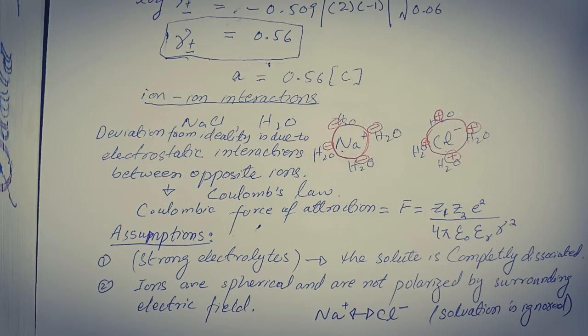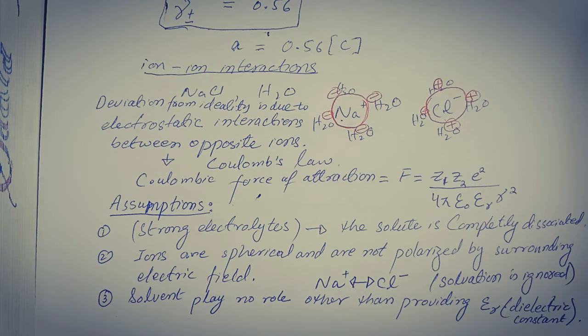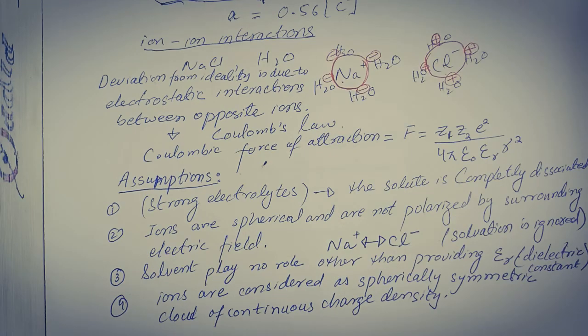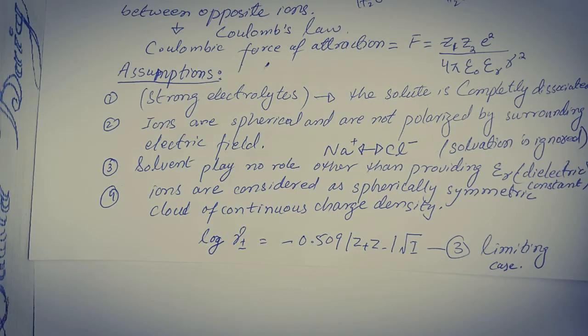Second is ions are considered as spherical in shape and are not polarized by surrounding electric field. For example, for the case of sodium and chloride ions, the interaction of solvated water molecules is ignored. Only the interaction between the sodium and chloride ions is considered. Third one is solvent play no role other than providing the relative permittivity known as dielectric constant. Fourth one is ions are considered as spherically symmetric cloud of continuous charge density. So here equation 3 is actually the limiting case with application of the four assumptions as discussed before.